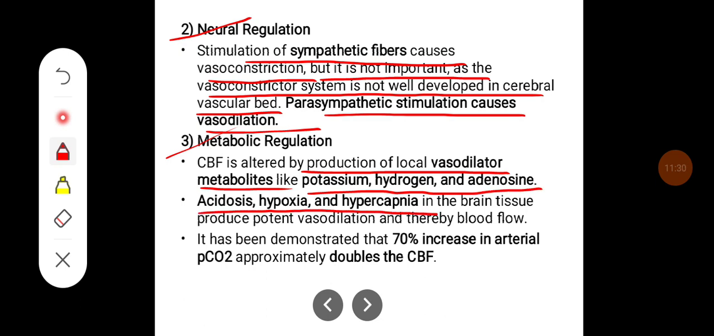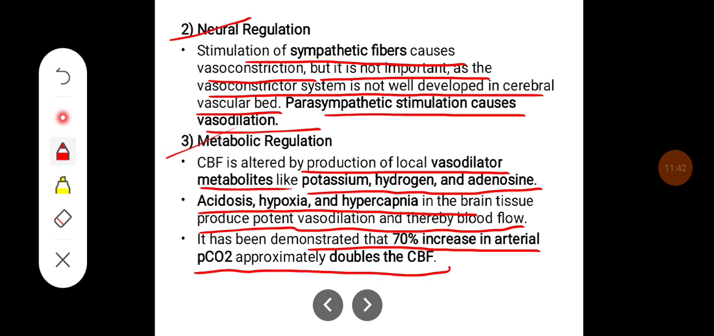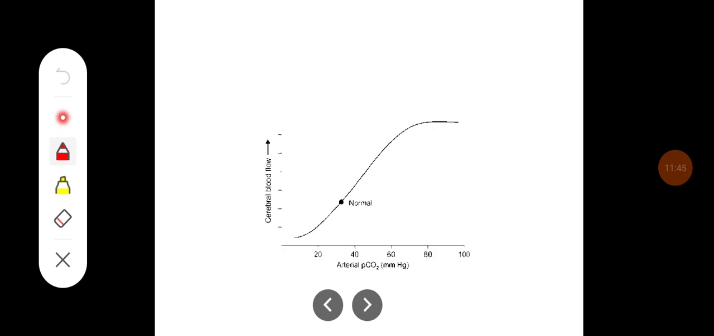Acidosis, hypoxia, and hypercapnia in the brain tissue produce potent vasodilatation and thereby increase blood flow. It has been demonstrated that a 70% increase in the arterial PCO2 approximately doubles the cerebral blood flow. So this diagram shows the association between arterial PCO2 and cerebral blood flow. As the arterial PCO2 increases, it leads to vasodilatation and it increases the blood flow.